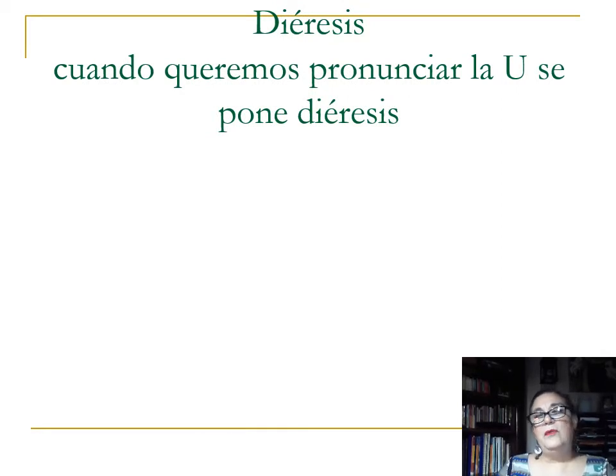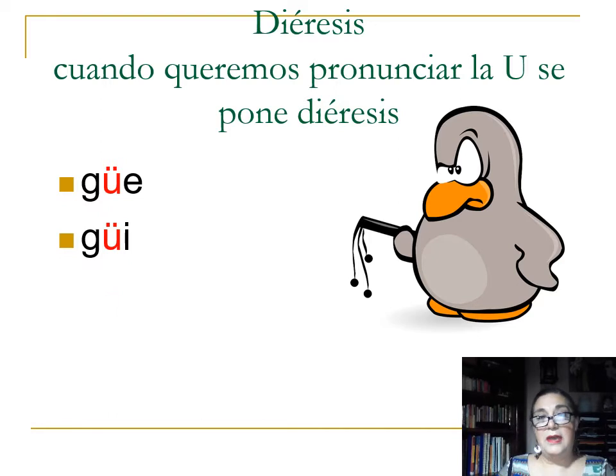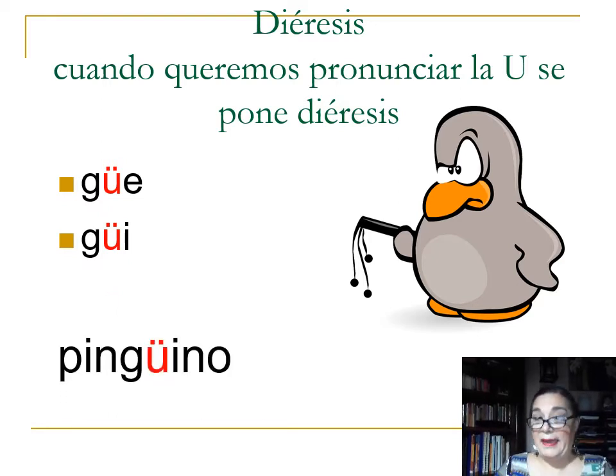Now, when we do the combination of G-U-E and G-U-I with he, something occurs. If for some reason we see two dots on the top of that U, especially in a combination of ge-gi, the two dots, we call them diéresis. Again, diéresis, and that means if you see it on top of a U, that you have to pronounce that U. This occurs only with ge-gi, which turns into gue and gui. Again, gue and gui.